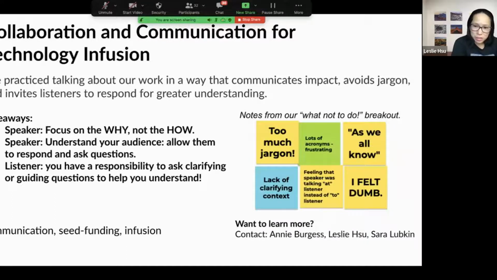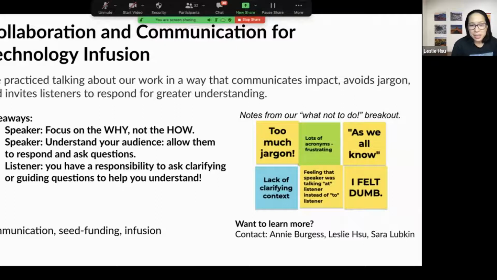I'm Leslie Shih from the USGS, and together with Annie Burgess from ESIP and Sarah Lubkin from NASA, we co-led a session on collaboration and communication for technology infusion. What is technology infusion? It is making new technology used technology. Many of us might have technical or otherwise challenging projects that we're working on that are hard to describe to potential users. So we gave participants a chance to share their current projects with other ESIP attendees who might be future collaborators, users, or even funders.